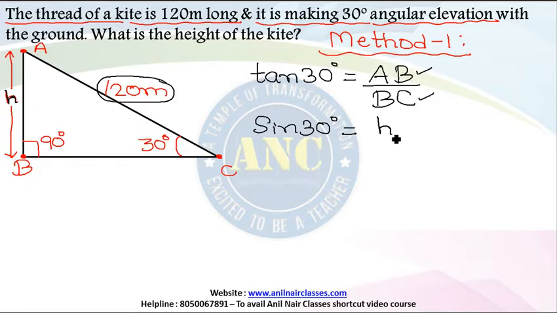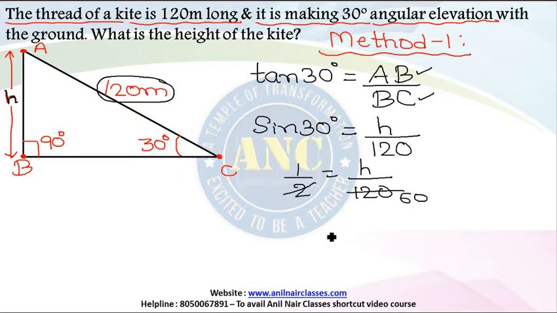So it is opposite, AB over H. Hypotenuse is 120. Sine 30 value is 1 by 2. So 1 by 2 is equal to H divided by 120. 2 into 1, 2 into 60. Height of the kite, H, is equal to 60 meters, right? H is equal to 60 meters.